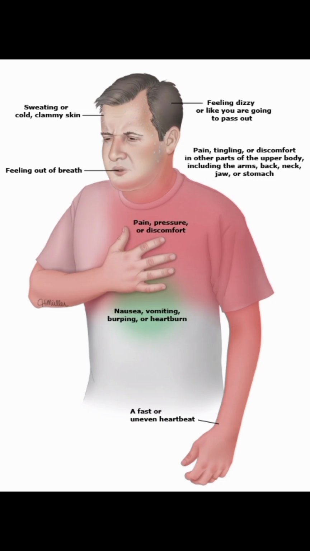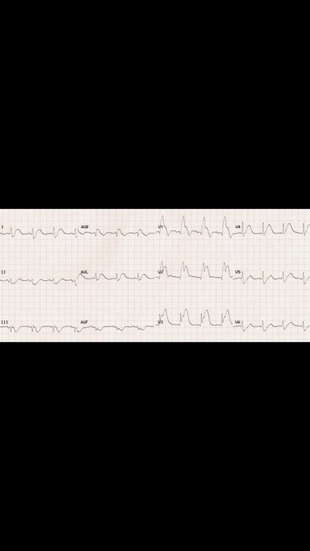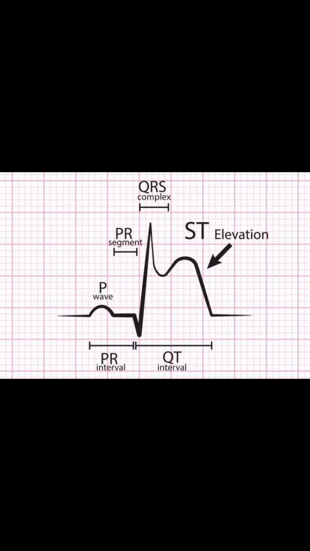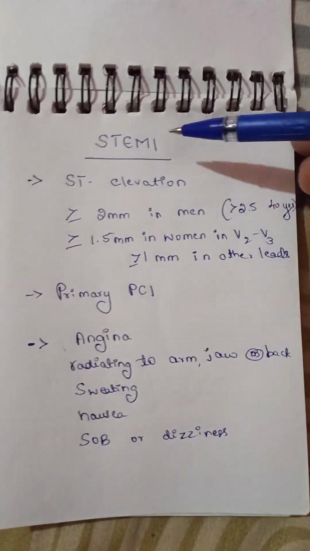So, if the patient comes with all these symptoms, you have to take immediate ECG. So once you take the ECG, you should focus on the ST segment. So you can see the ST segment in normal ECG and the ST elevation in case of MI. So this is ST elevation. So what you should focus on?